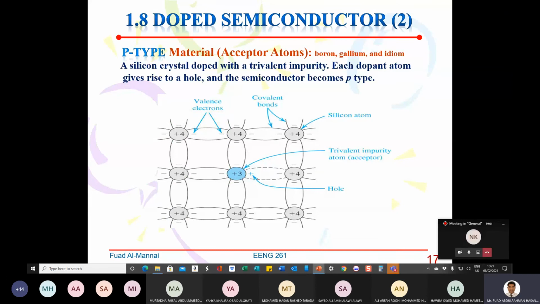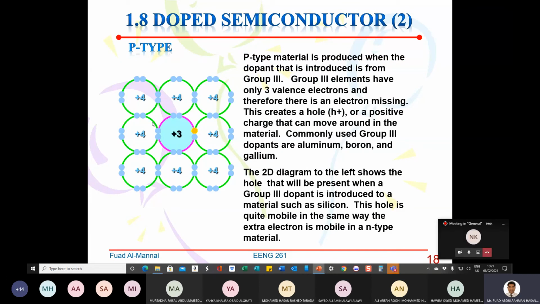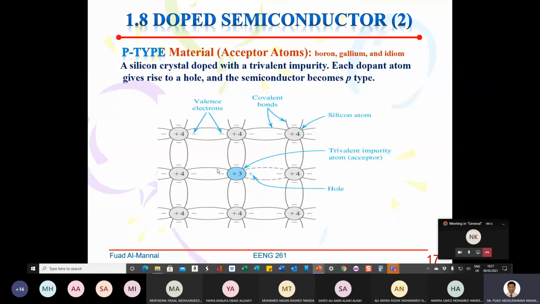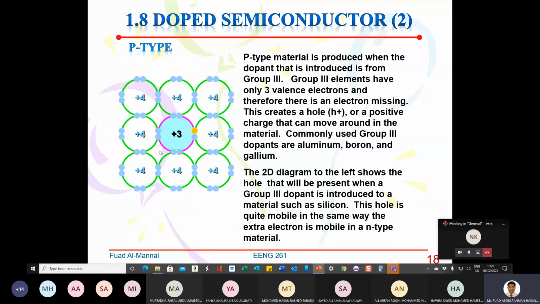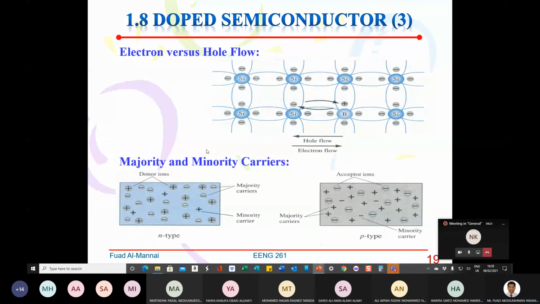As in slide number 8, this is another version. If you don't like this one, on slide number 18, this is from the internet. This is the new one. This is the boron atom, and you can see it shares 3 electrons with the neighbors, and the 4th one is missing. So this is called a hole here. Any questions?